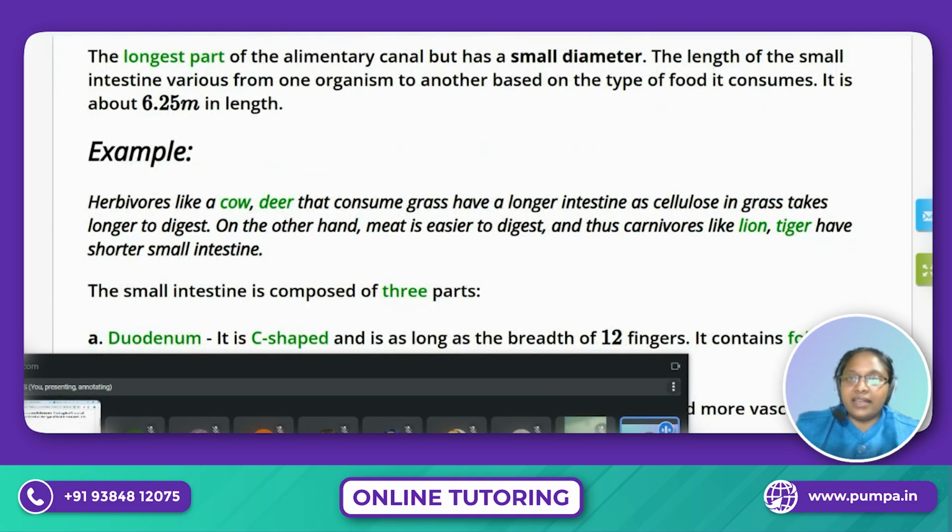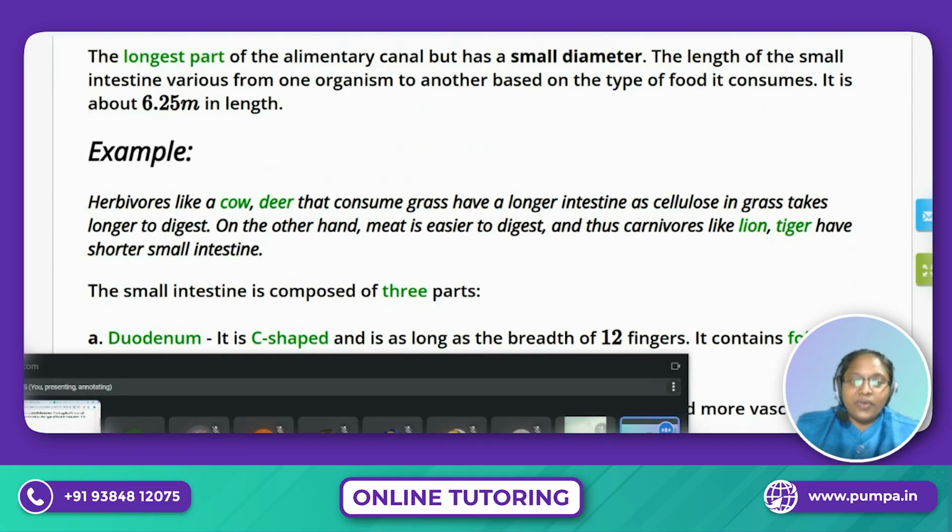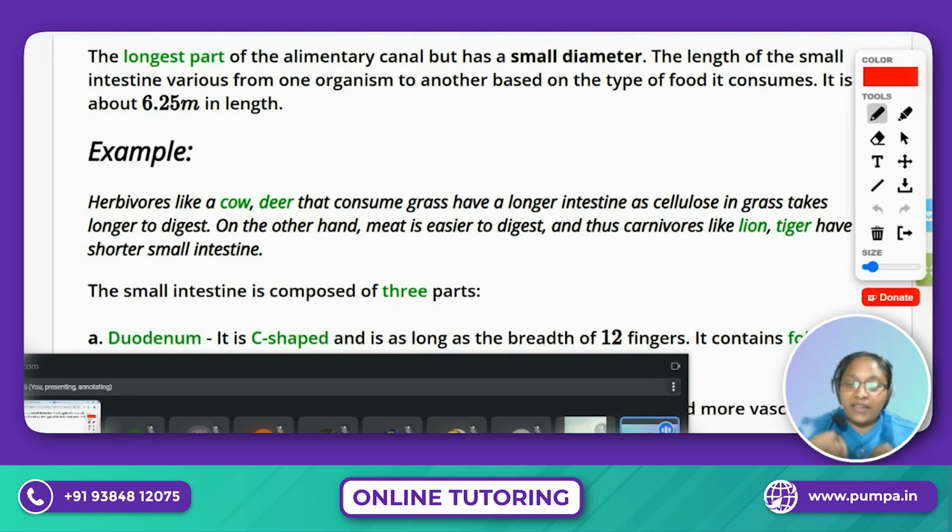If it is a herbivore, will their small intestine be short or long? Long. Yes, very good, both of you. So they will have a longer one.